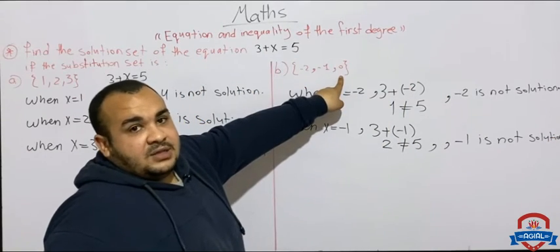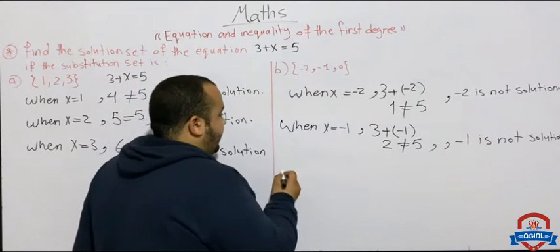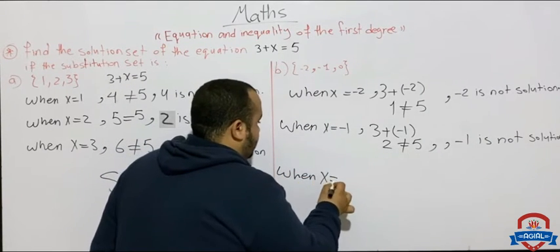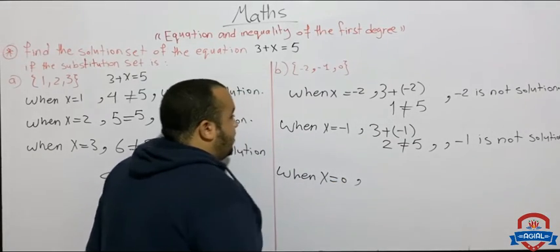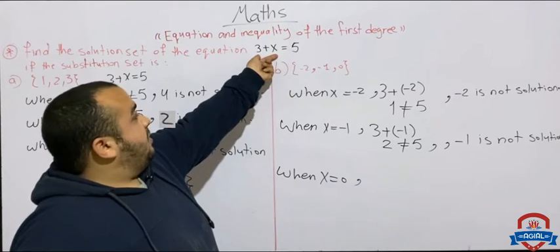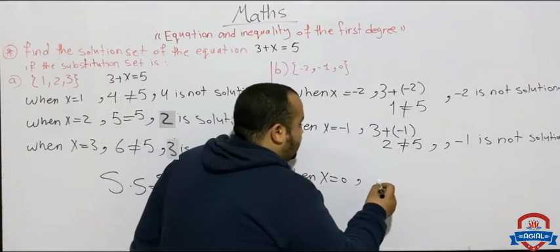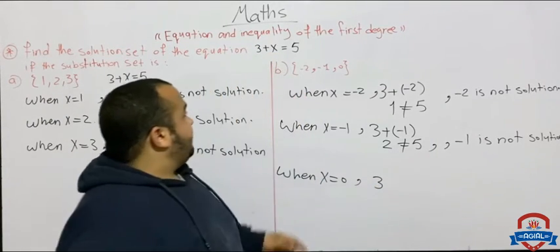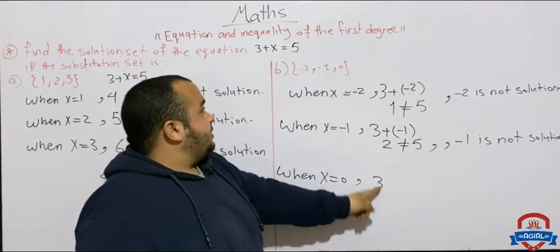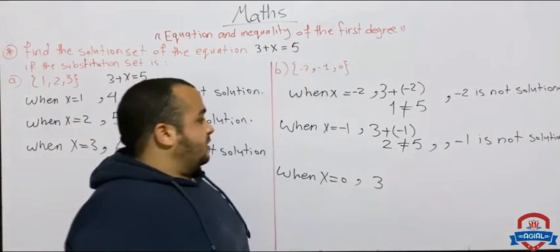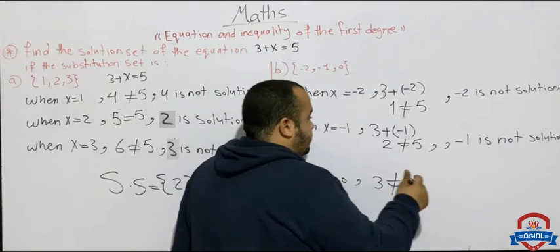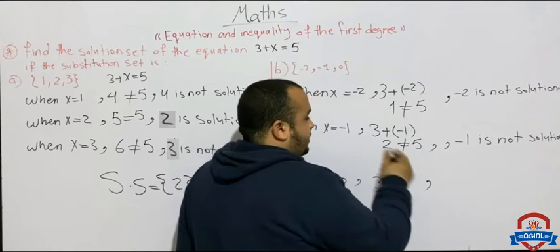The last one is the number 0. When x equals 0, the left hand side equals 3 plus 0. 3 plus 0 equals 3. So the left hand side equals 3. And now the left hand side is not equal to the right hand side. So the number 0 is not a solution for this equation.